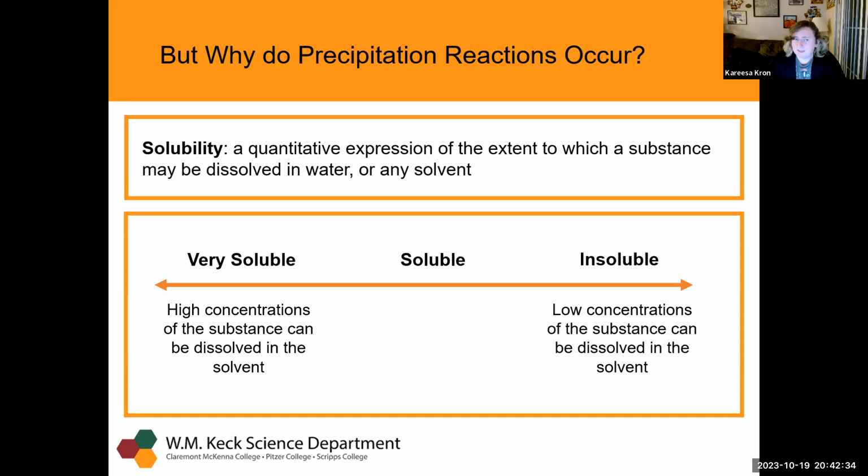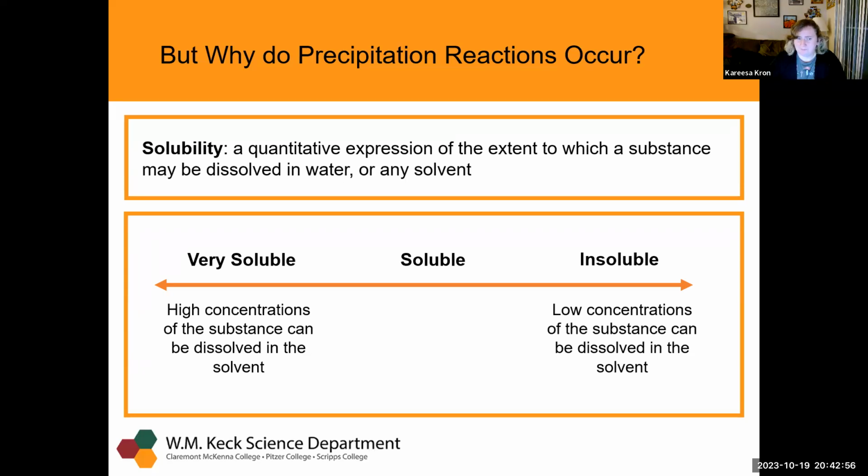And so solubility is a quantitative or numerical expression of the extent to which a substance may be dissolved in water usually, but it can also be described for any solvent. So you could talk about the solubility of something in oil. A lot of times in this course, we're going to talk about solubility in water, but that doesn't necessarily have to be the case.